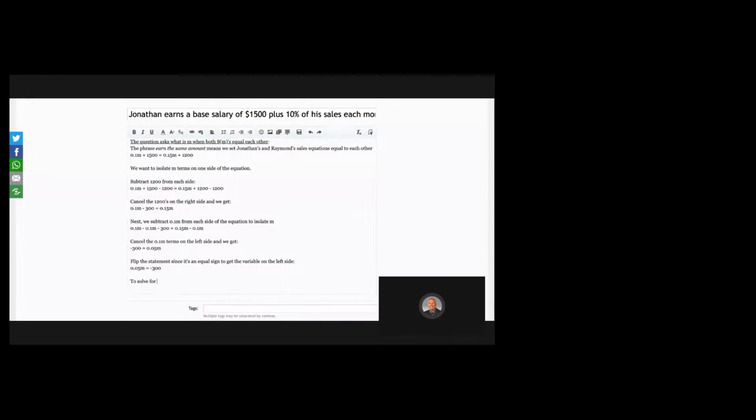Okay, to solve for M, we divide each side of the equation by 0.05, which we'll do here, here.